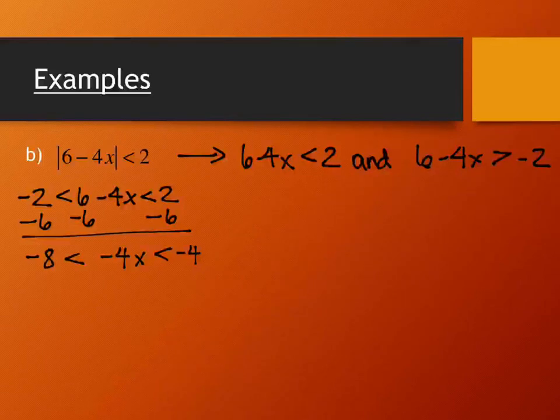Then my last step, of course, trying to get x alone, even though x is in the middle, I still want it alone, would be to divide by negative 4. And I have to do it to, again, all three sides. On the left-hand side, negative 8 divided by negative 4 is what? 2. In the middle, I have x. And on the right-hand side, negative 4 divided by negative 4 is 1.